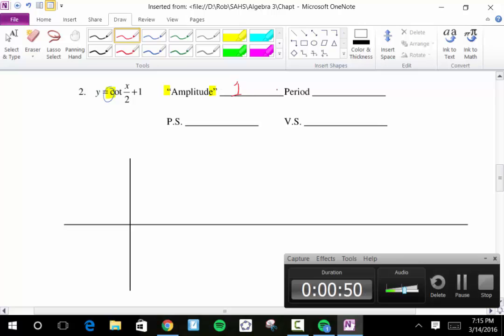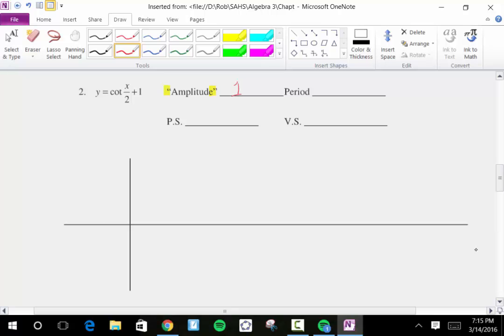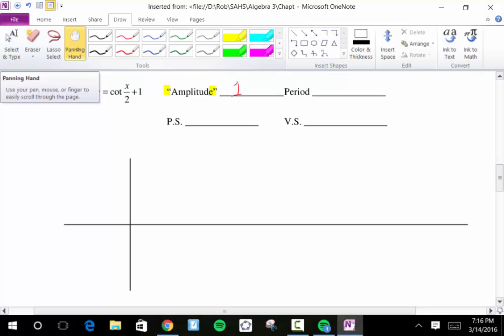Let's find the period. The native period for cotangent is actually pi. But in this situation, we want to find the new period. The new period is determined by pi divided by b. So you just got to figure out what the b is.